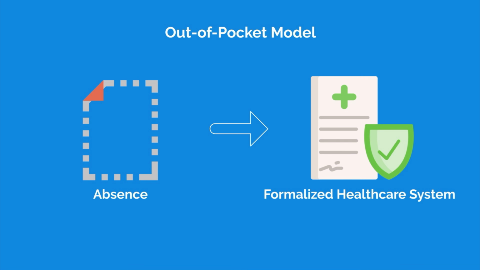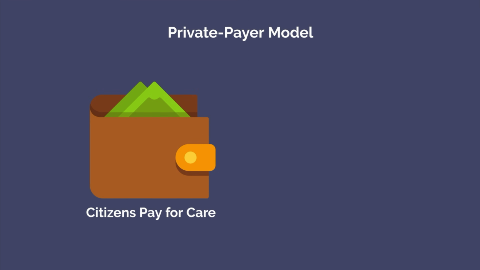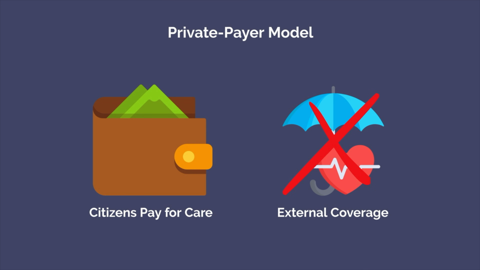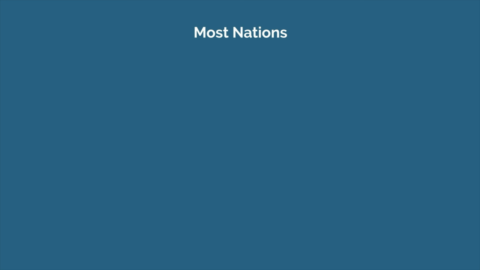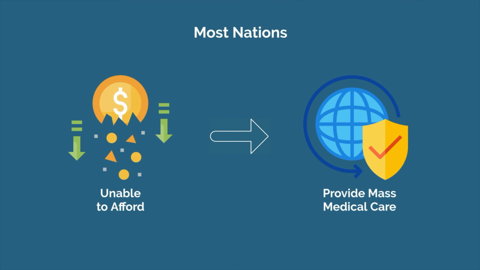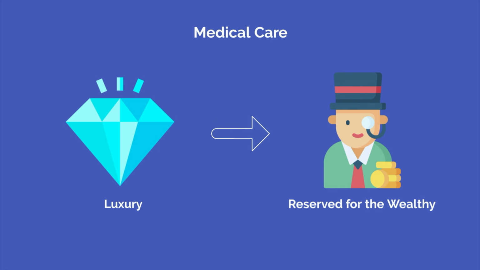The third model is the out-of-pocket model. This model is essentially the absence of any formalized healthcare system, and we coin it a private payer model instead of a single-payer or multi-payer model because citizens are forced to pay for care directly out of their pockets with no external coverage. Most nations are too poor to systematically provide mass medical care. Folks in such countries scramble to pay unaffordable bills in the face of emergencies. Medical care is a luxury reserved for the wealthy.